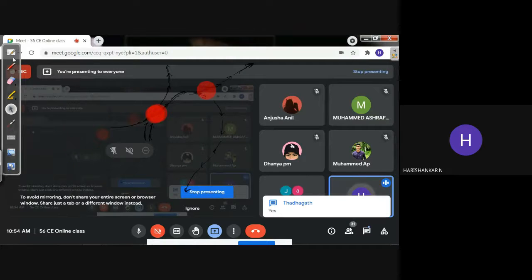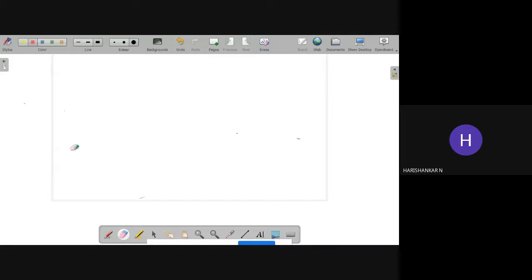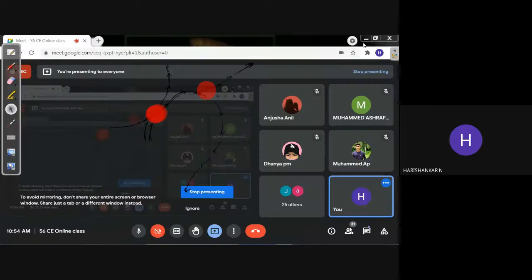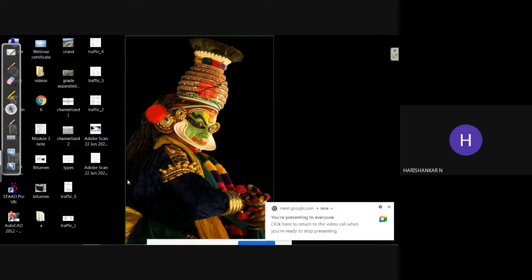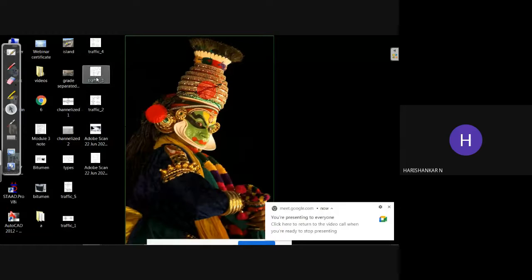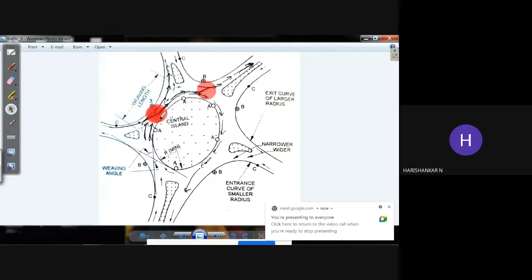Okay, so this is how you have to take a rotary intersection. So here, once again, you can see the movement.